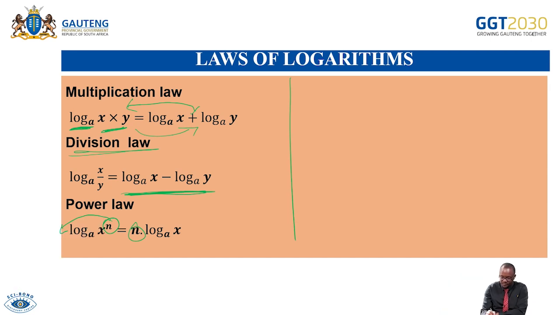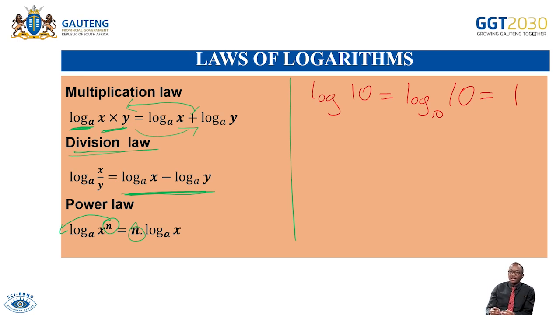We know that if we have a log of 10 and the base is not given, we always know that the base is 10. And then this one is going to be 1. Remember, if you are given an expression with a log and they don't give you the base, you always assume that the base is 10.